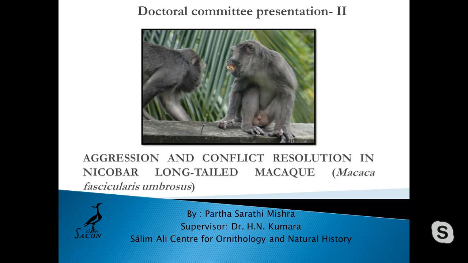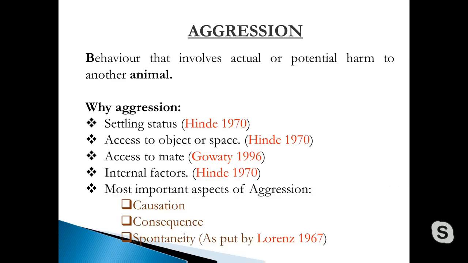So I will begin with what is aggression. Loosely speaking, it is a behavior which involves actual or potential harm to another individual. And why is it harmful for another individual? There could be many things which might be important for that. Like number one, settling status. Number two, to have access to an object or space, or access to mating. And there could be various internal factors such as hormones or stress, everything.